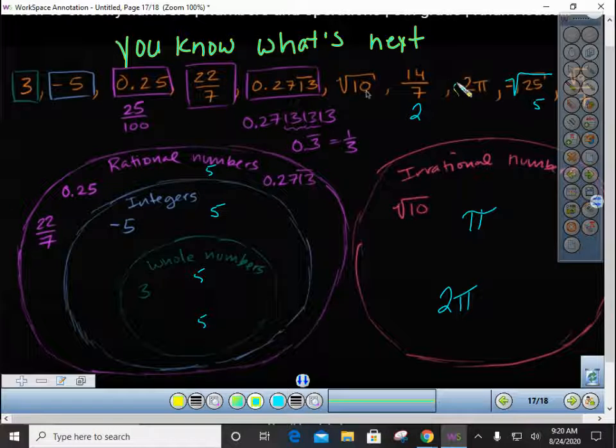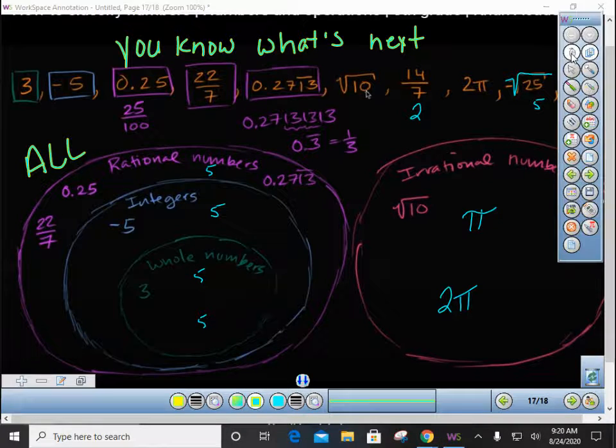Next, your rational numbers. You know what's next. No matter how long it is, if you know what's coming next, it's rational. Because what numbers are rational? All numbers. All of them. That's not 100% true, but all of them that we deal with are rational. Are you with me? Yes, ma'am.